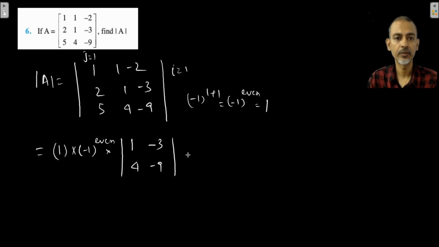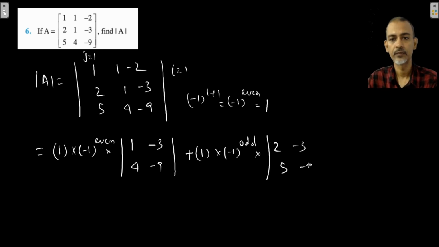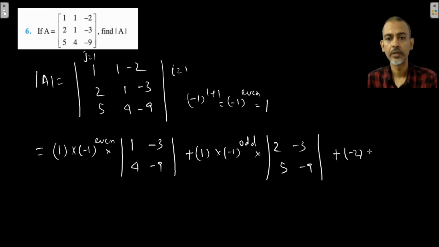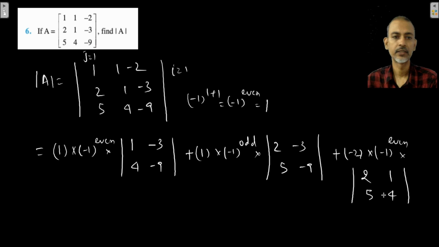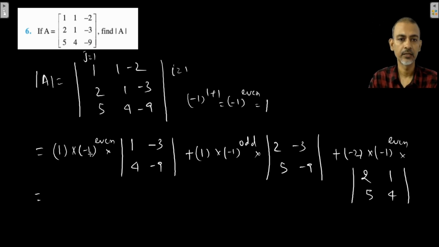The second part is going to be plus 1 into minus 1 to the power odd, and then we will have 2, minus 3, 5, minus 9, and then finally we will have minus 2 into minus 1 to the power even, and then I will have a determinant of 2 by 2, which is 2, 1 and 5, 4. So let's evaluate this determinant. Here it's 1 and this is going to be 1.